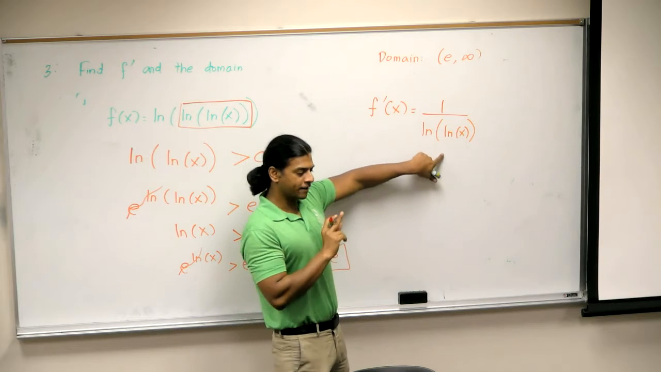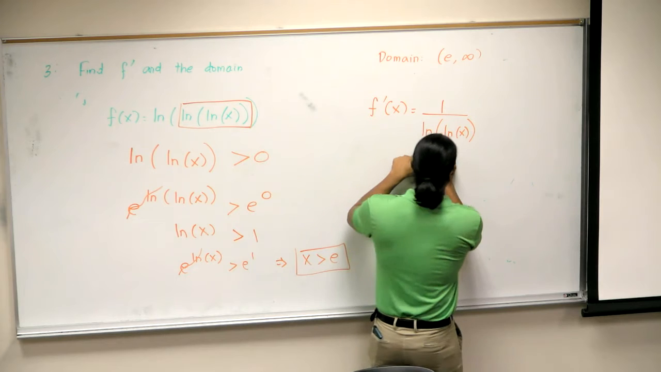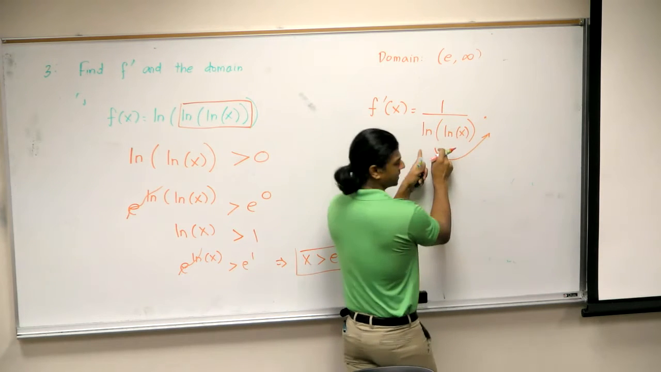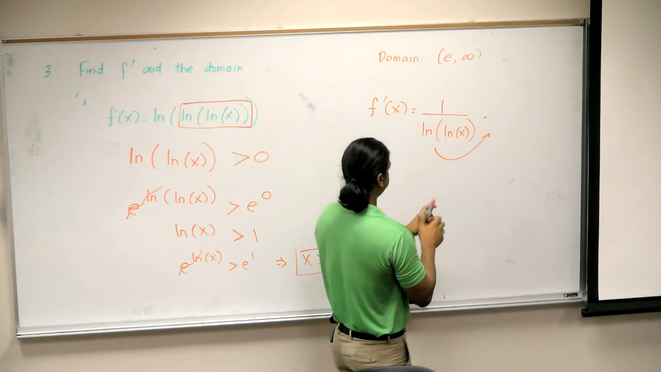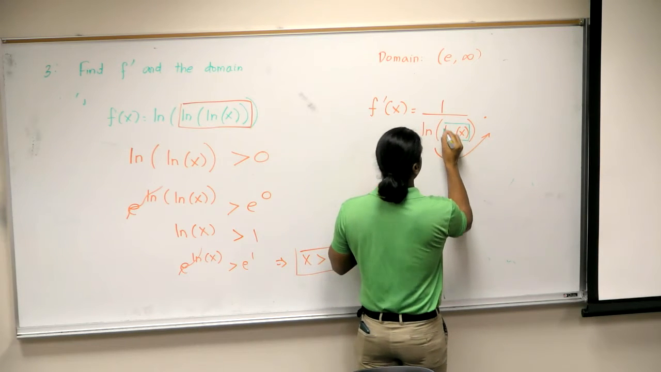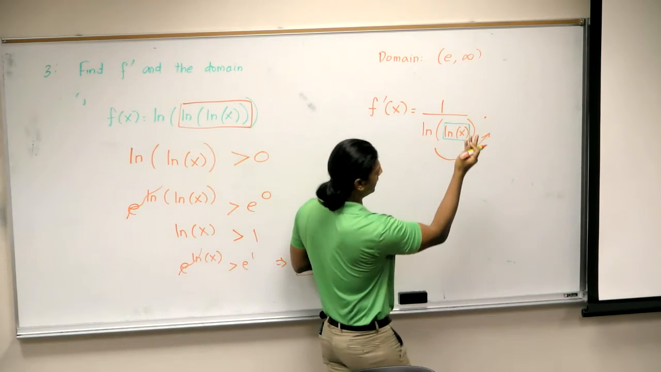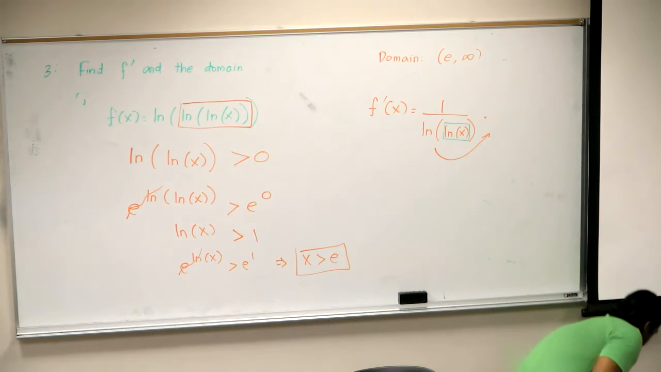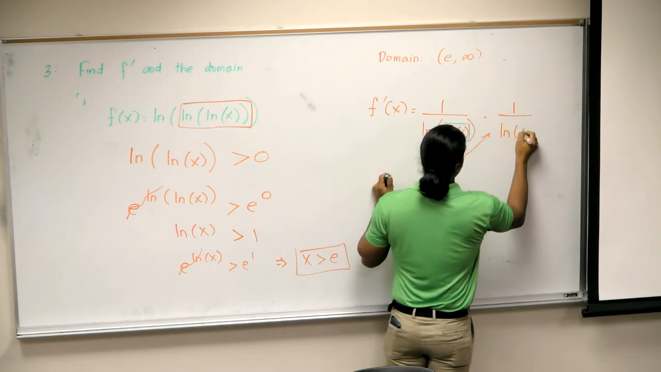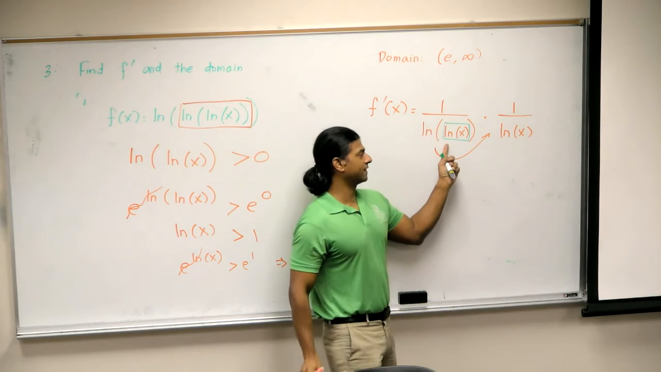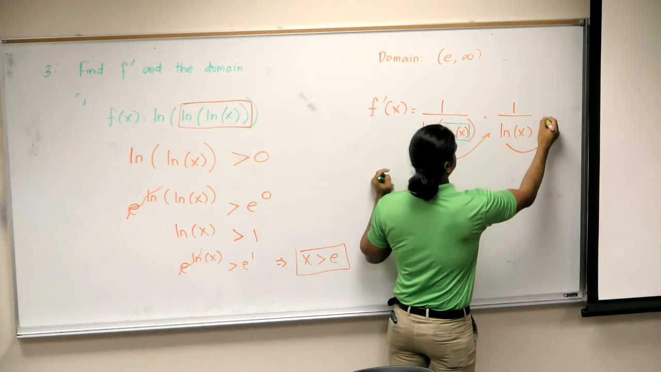Yes, but then I realized that's not just x, rather it is a function of x. So I want to take the derivative of that. But this is a function within a function. So if I treat that as just x, what is the derivative of ln of that? 1 over ln of x. But then I realize it's not just x, rather it's ln of x. So what is the derivative of that?